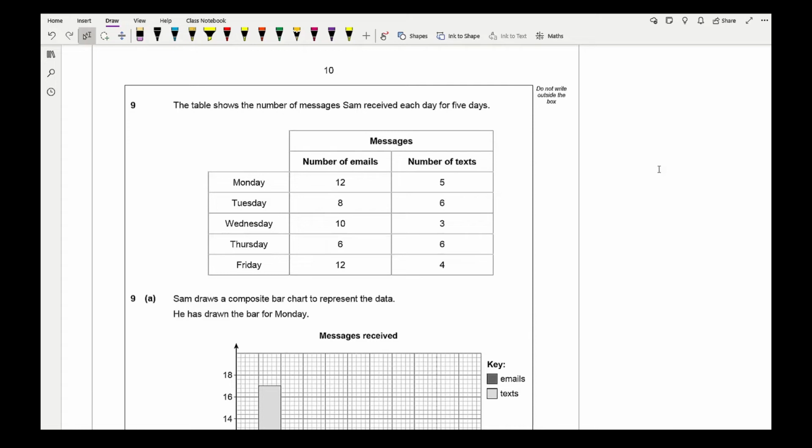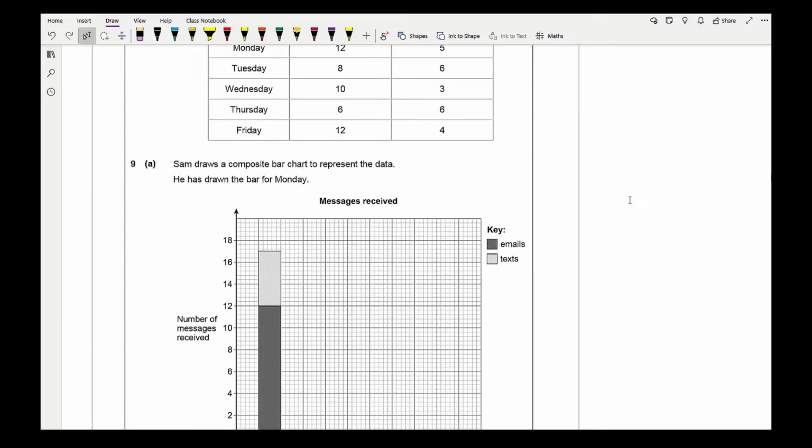So work with question 9. It says the table shows the number of messages Sam received each day for 5 days, and you can see that he's received emails and text messages. And question 9a says Sam draws a composite bar chart to represent the data. He has drawn the bar for Monday.